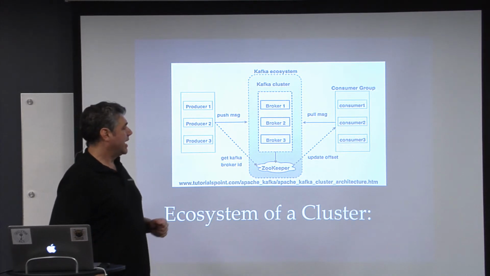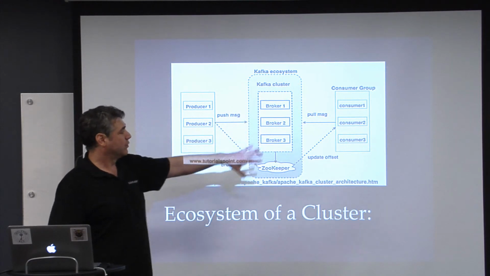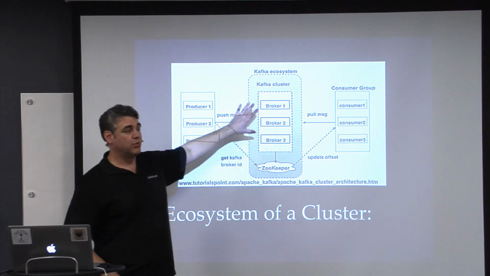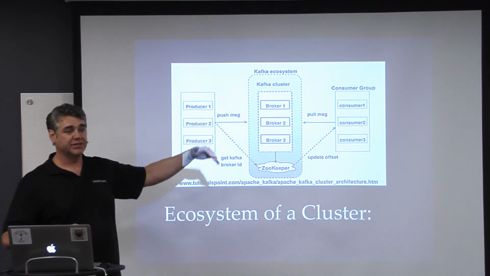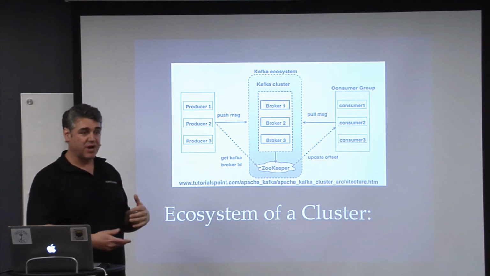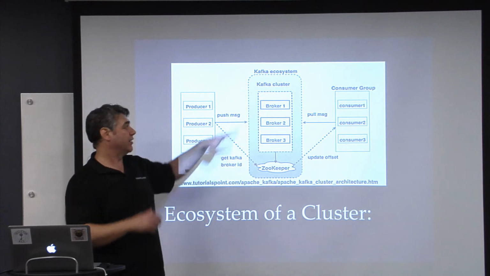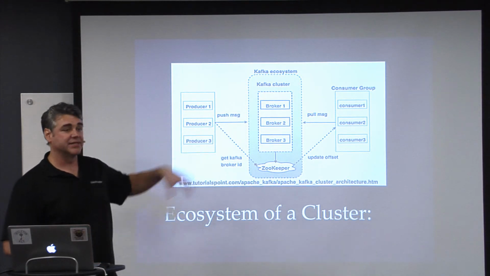And as far as the consumers go, especially if you're working in a consumer group, Zookeeper via Kafka will keep track of where each consumer was in each partition, so that if one drops, another consumer can come up and continue right where the other one left off. So that's where part of the redundancy is.